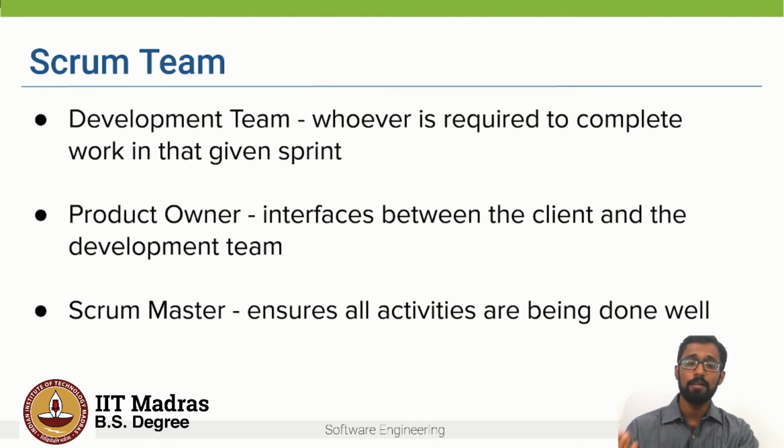And the third role is known as a Scrum Master. The Scrum Master ensures that all the activities in the Scrum are being done well. He or she helps the product owner define value and the development team to deliver the value of the product. The Scrum Master also serves the organization at large, helping the organization understand what Scrum is and create an environment that supports Scrum.